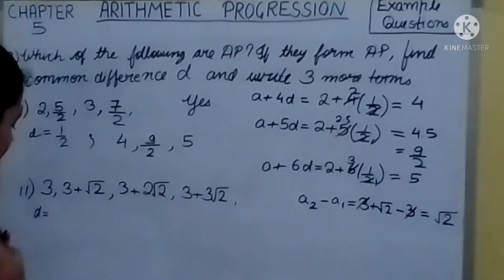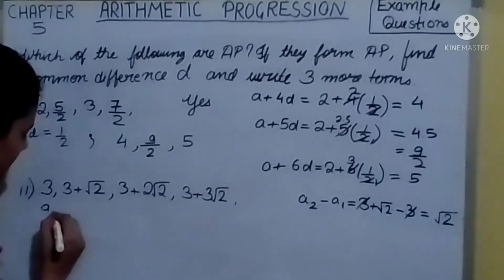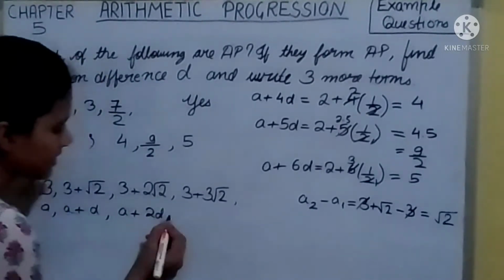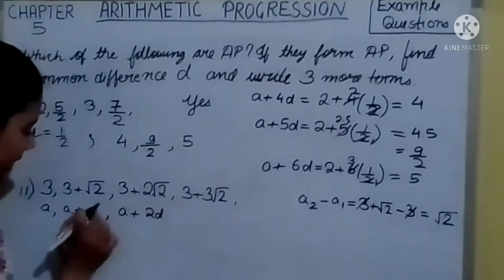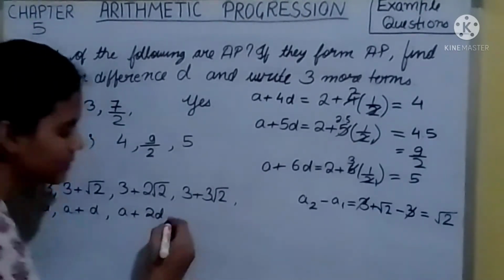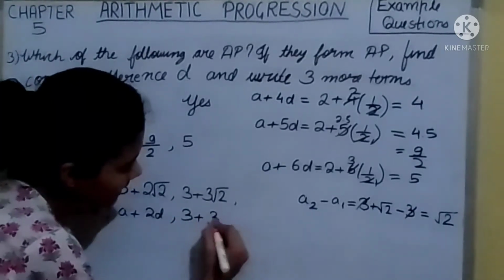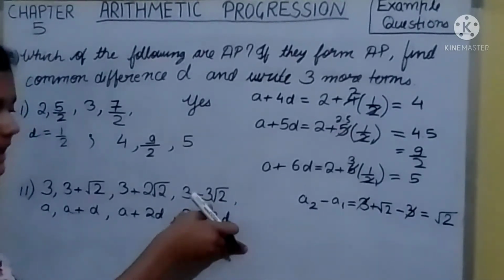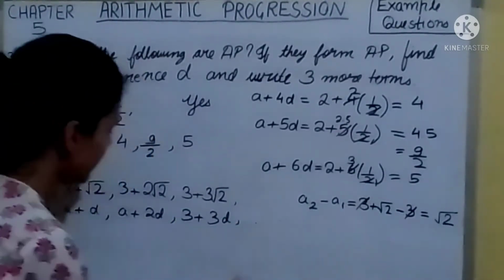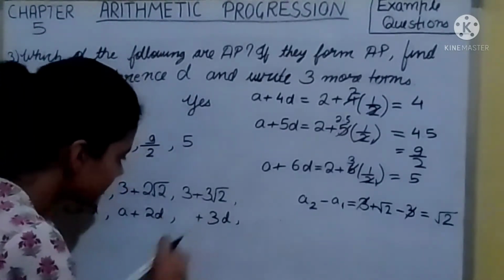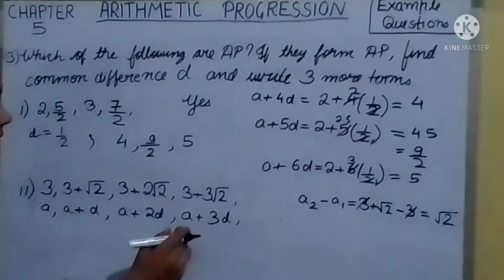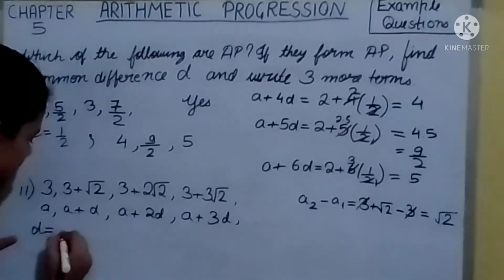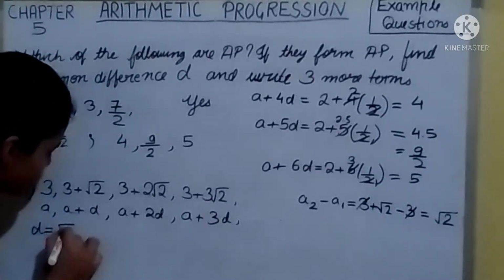Okay, so here see we have got root 2. If we notice over here, this is a, then this is a plus d, then a plus 2d. See over here d is root 2, here also d is root 2, and it is multiplied by 2, then again 3 plus 3d. Okay, so here also d is root 2. So a is equals to 3. Now when we write the common difference, by observing only we will get that it is root 2.